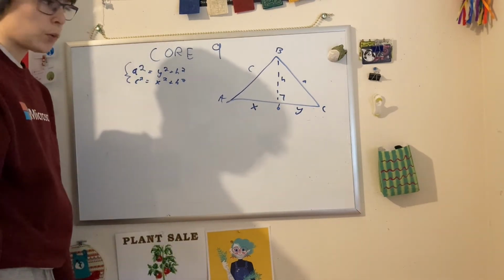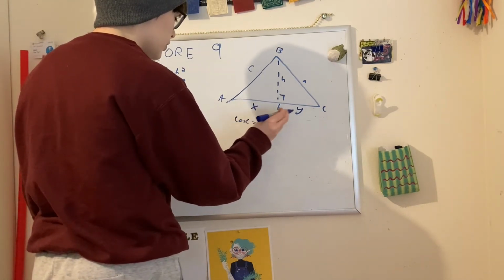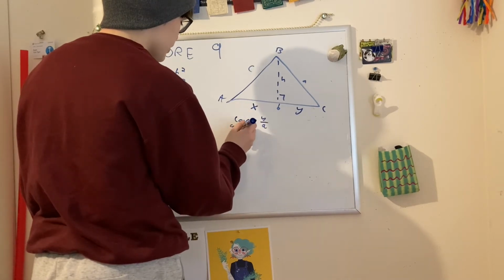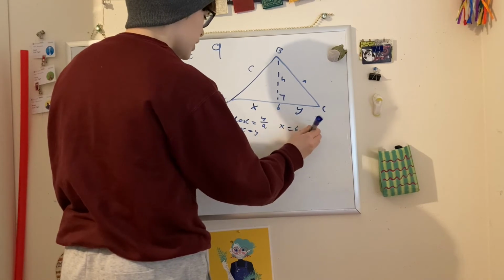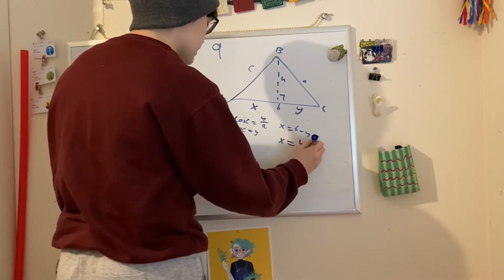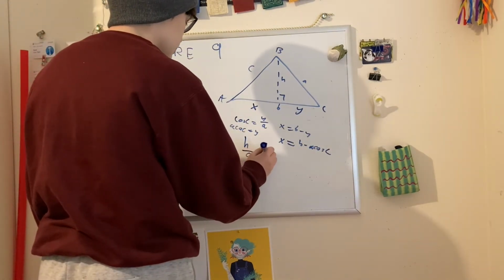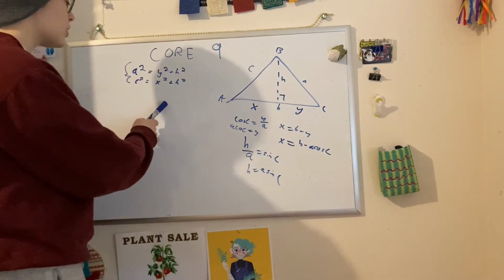So first I'm going to find y, and I know that cosine of c is equal to adjacent over hypotenuse, y over a, and so a cosine c is equal to y. Conversely, x is equal to b minus y, and so I can substitute that in for y, and it will be equal to b minus a cosine c. Finally, h over a is equal to sine of c, and so h equals a sine c. I'm going to substitute those in right here.